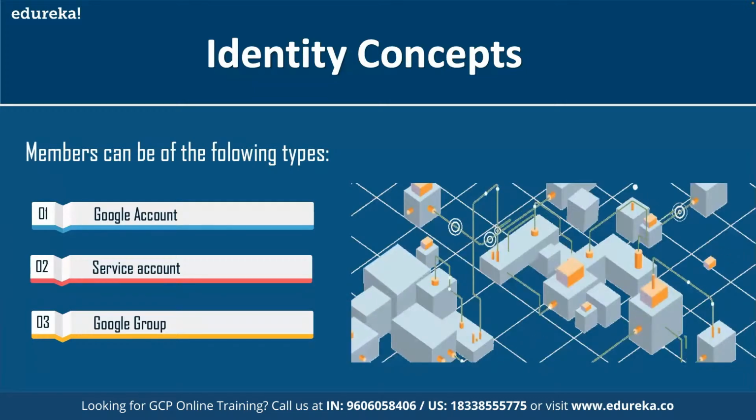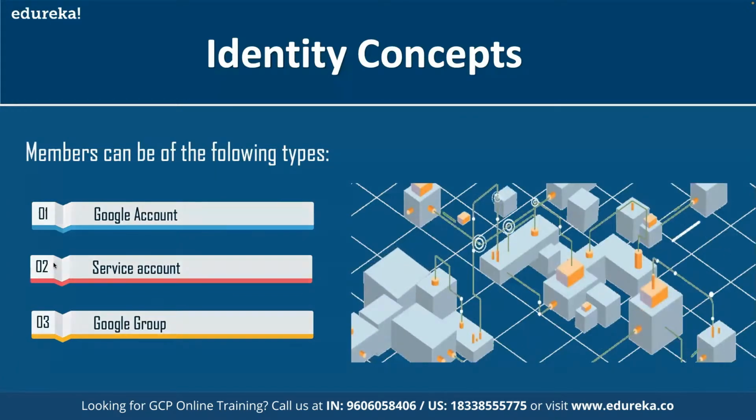I would say that Google groups are a convenient way to apply access controls to a collection of end users. You can grant and change the access control for a whole group at once instead of granting or changing it one user at a time. You can also easily add principals to and remove principals from the Google group instead of updating an allow policy to add or remove users.